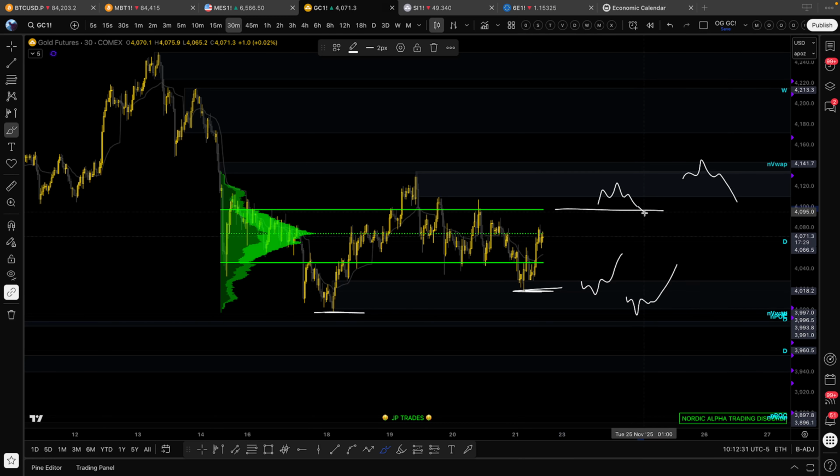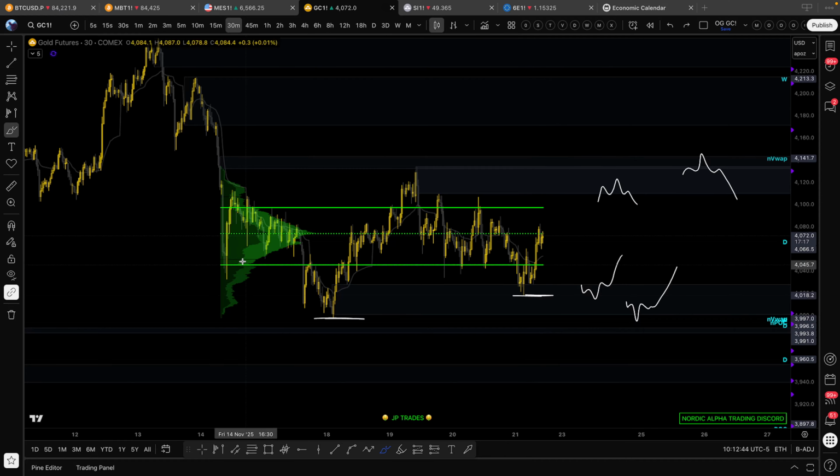You need to watch for the reaction when we get there to see if we get acceptance back into here to go to the point of control and then have a full range rotation to the value area low or even below. Now, this is a very bullish accumulation. So if I were to short this, you have to do so in a counter trend perspective.